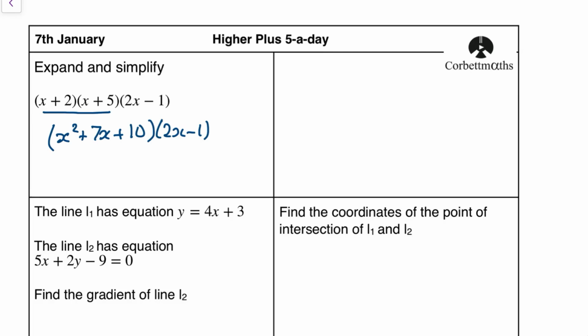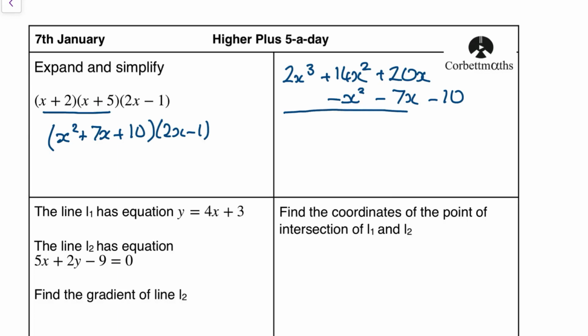So 2x times x squared is going to give me 2x cubed. 2x times 7x is going to give me 14x squared. 2x times 10 is going to give me 20x. Now, notice how I do the next step. Minus 1 times all of this is going to give me minus x squared, minus 7x, and minus 10. You'll notice I write it underneath, which just allows me very easily to add these things up.